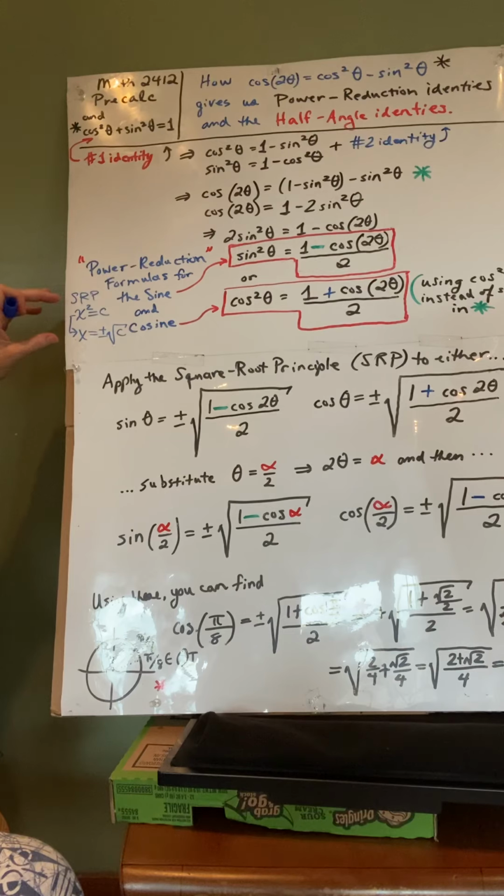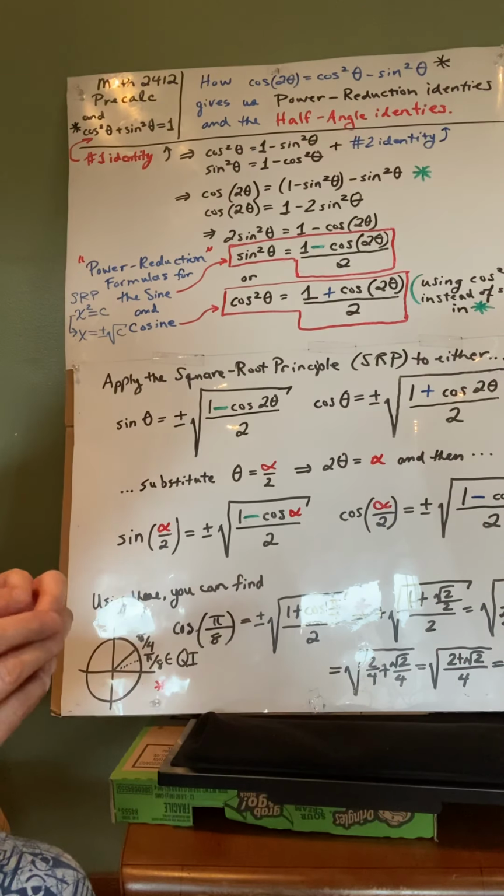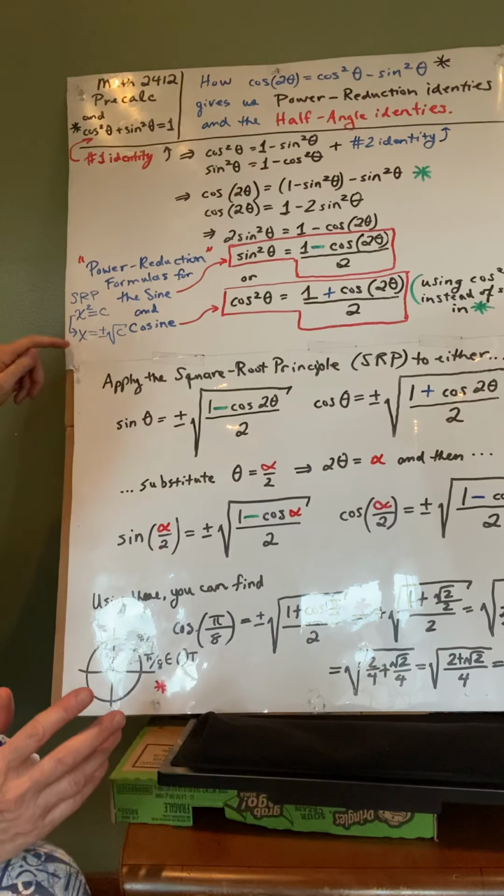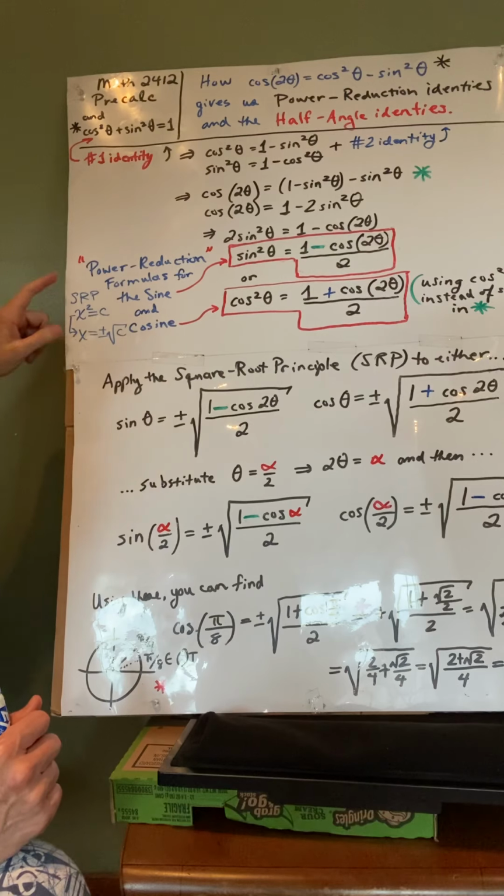And we're about to do a whole bunch of trig equations where we use this, and if you don't use the square root principle, if instead you do something not good, like just take the square root of both sides, you're going to lose an infinite family of solutions in a trig equation. So apply the square root principle, okay?